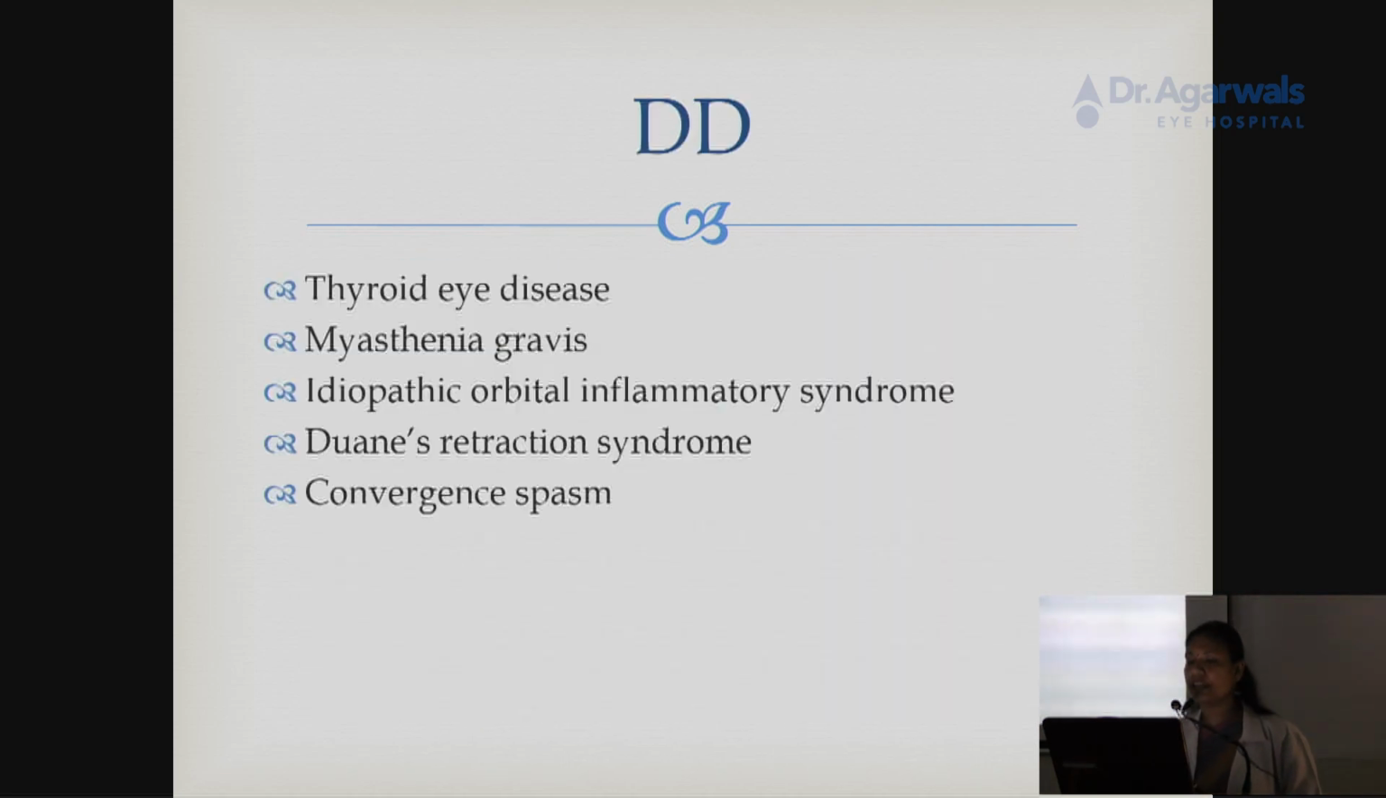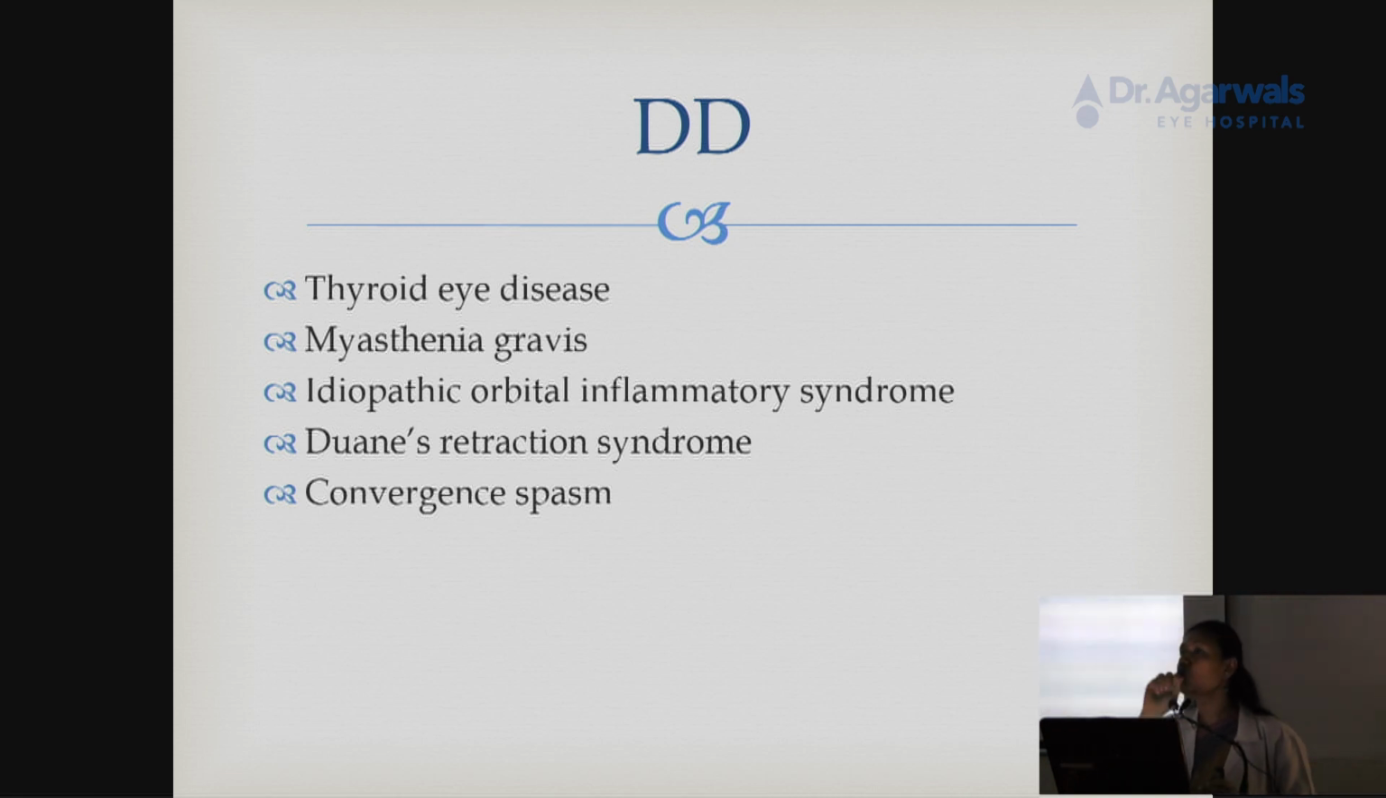So again, differential diagnosis is going to be thyroid eye disease, myasthenia gravis, idiopathic orbital inflammatory syndrome, and Duane's retraction syndrome. Duane's retraction syndrome can commonly be missed and assumed to be a sixth nerve palsy. Even last week I had a referral as a sixth nerve palsy. When I saw the patient, I asked, do you have a diplopia? The first thing the patient said was, no, I don't have a diplopia. Then I asked, since when are you having this issue? I don't know, maybe for quite some time. He doesn't know exactly from when it was.